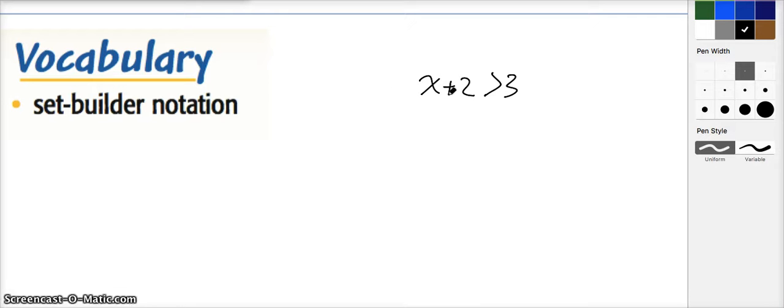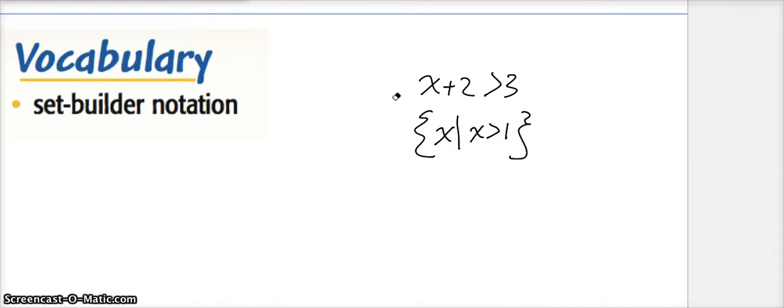And so to talk about this answer, we can say the answer to this inequality is x such that x is, now what kind of numbers did we realize? We realized that x had to be greater than 1, right? Such that x is greater than 1. And this is called set builder notation. When we solve an inequality and we get an answer, we would write it in a form like this. X such that x is greater than 1 would satisfy this inequality.